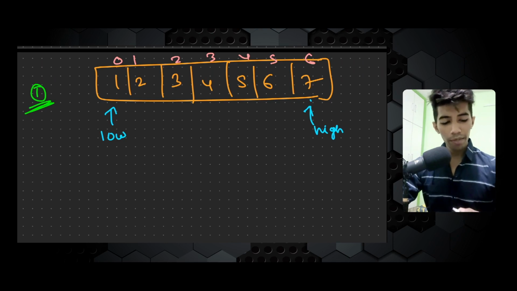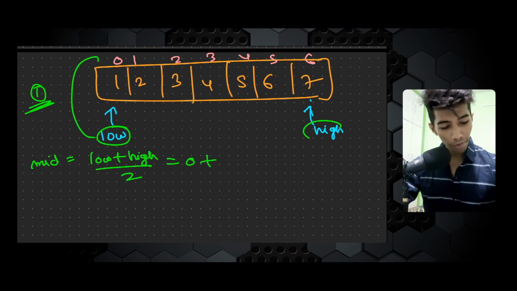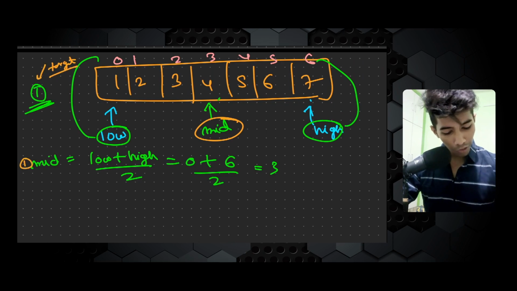Again I will find the mid. When I find the mid, it will be low plus high by 2. My low is at 0, so 0 plus 6, my high, by 2, which will be returning 3. So here will be my mid. Now what will I be doing? I will be comparing this mid with the target. So this is my target. This is the first step which I have done.